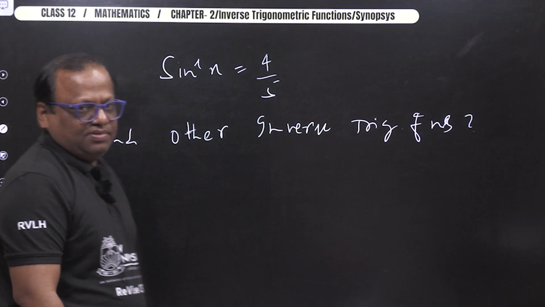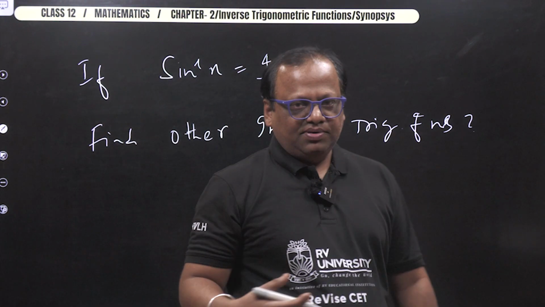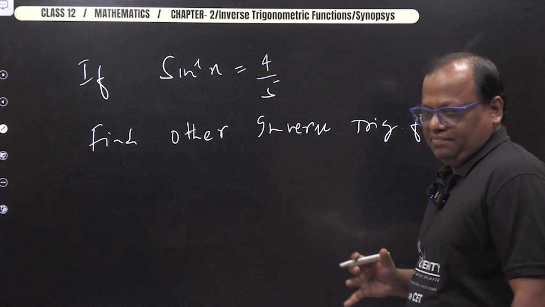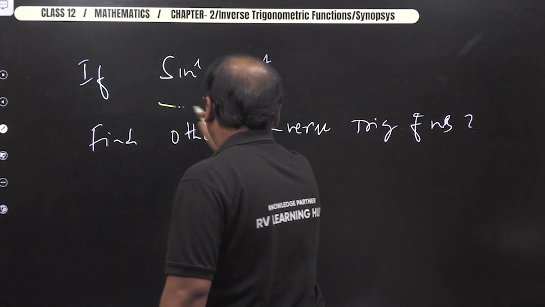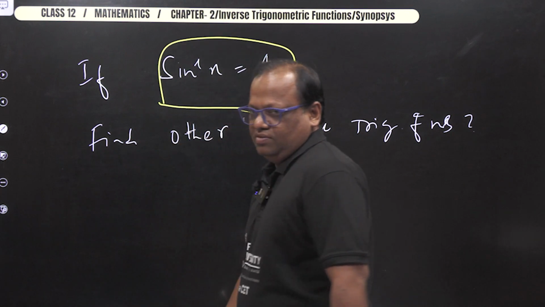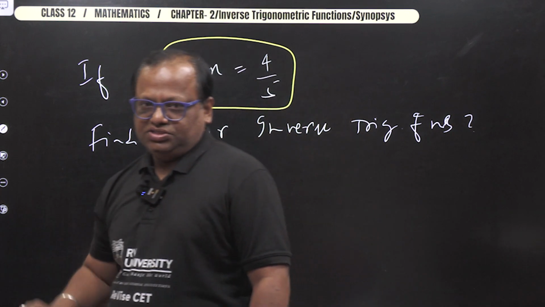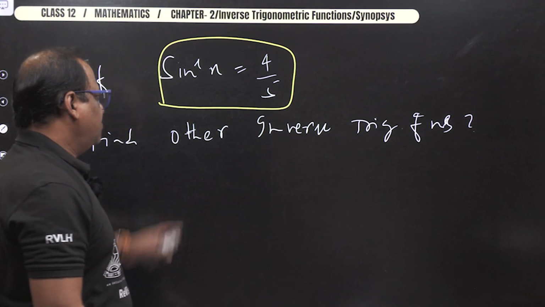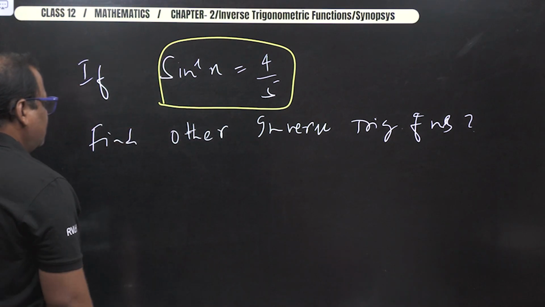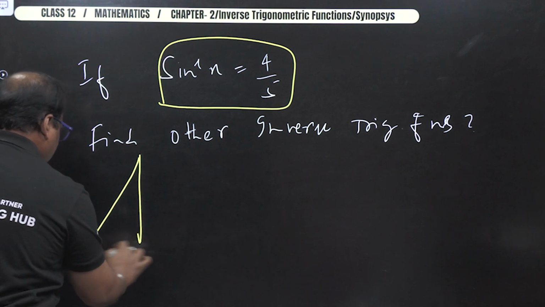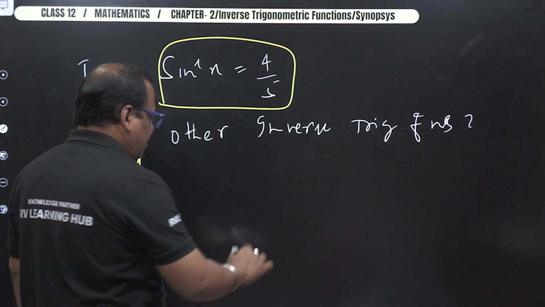I've given one example. This example will give you more clarity to understand the subject. If tan inverse of x equals 4 by 5, find the other trigonometric ratios. 4 by 5 means first quadrant, you already know that. So before that, what should we do? This is important.